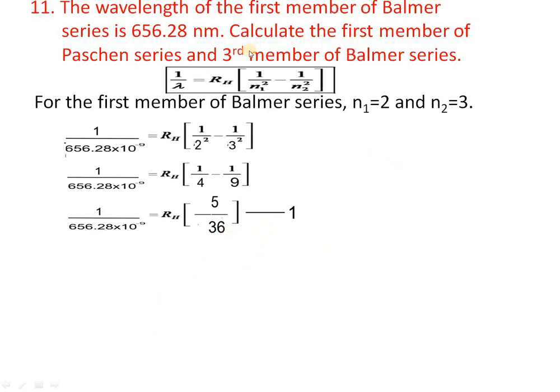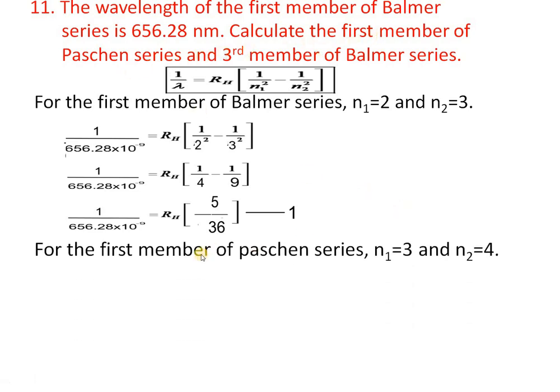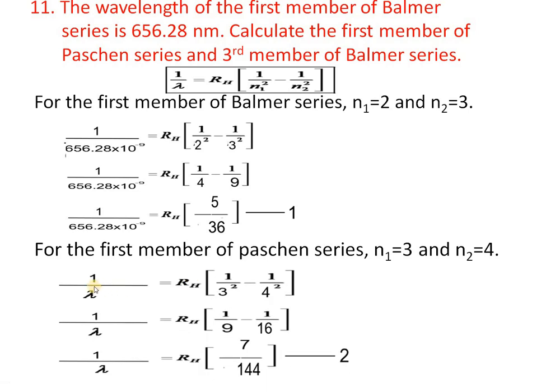Now, we will see the first member of Paschen series. For the first member of Paschen series, n1 is equal to 3 and n2 is equal to 4. Now if we substitute n1 is equal to 3 and n2 is equal to 4 in the same formula, we are going to get this equation, 1 by lambda. We don't know what lambda is, that is to be calculated. RH into 1 by 3 square minus 1 by 4 square. So if we make the calculation, we are going to end up with equation 2.